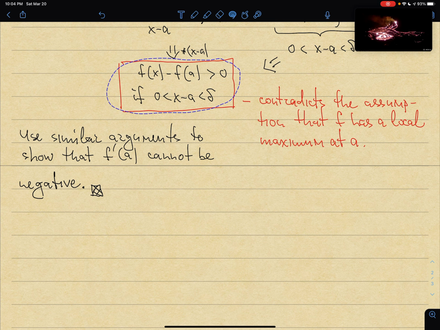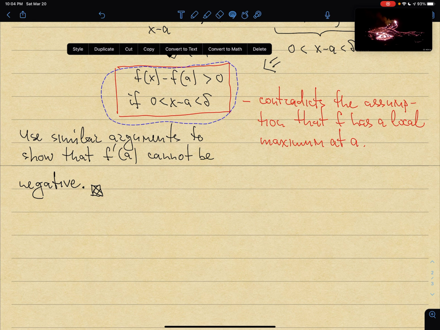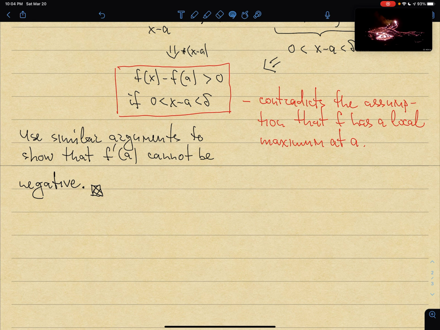Of course, this is geometrically clear. If a derivative is positive at some point, that means that, again from experience, the slope of the tangent line to the graph of the function is going to be positive. And so there is no way that you have a local maximum or local minimum at a. But now we have a rigorous proof of this fact.